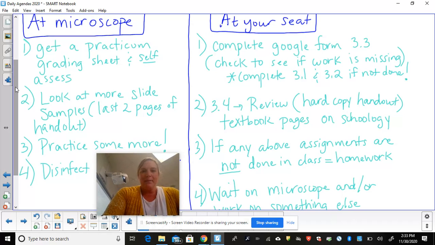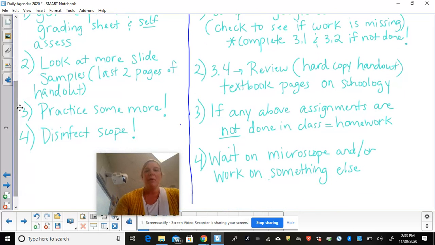Number 3, if any of these things are not done within the allotted time in class, it is homework. Number 4, if you are done and there's still time, you wait on the microscope and or work on something else productive. Does not have to be in my class. But please stay in your seat. We do not want students congregating around the microscope and having that sort of be all congested. Okay, so let me show you.